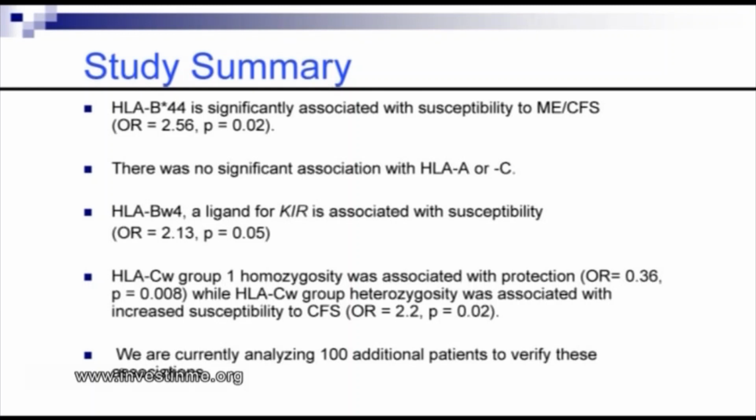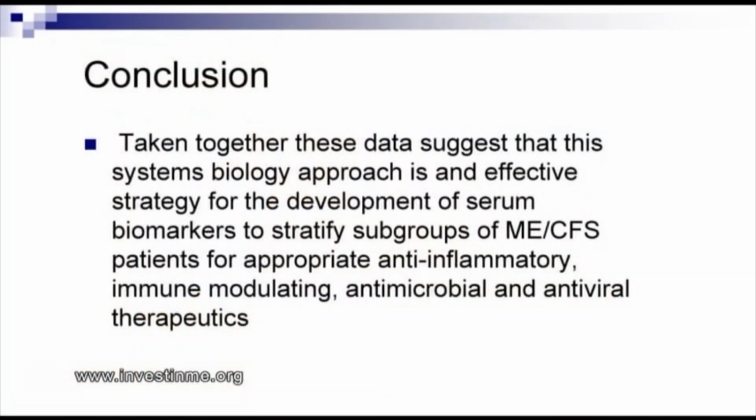And as I mentioned, we're doing lots more samples right now in a different cohort to see if this same type of approach holds up. So in conclusion, I think taken together, these data suggest that a systems biology approach to a translational research project is an effective strategy for the development of serum biomarkers that can stratify subgroups of ME/CFS patients for appropriate anti-inflammatory, immune-modulating, antimicrobial, and antiviral therapeutics. So you can use these to follow therapy. You can use those to suggest the appropriate therapy.